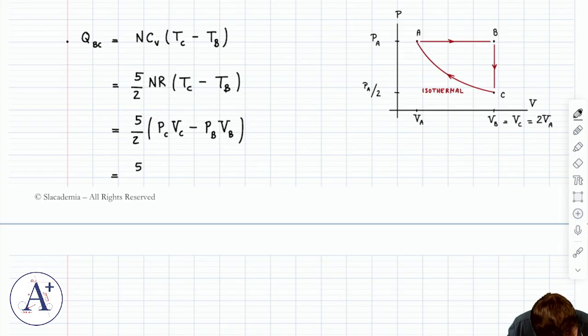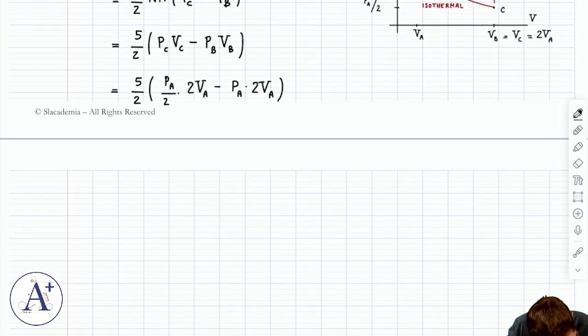Okay, now this is going to be 5 halves. Now PC is PA over 2, and VC is 2VA, minus PBVB, well, that's PA times 2 VA. Okay, so it's PAVA minus 2 PAVA. This is minus 5 halves of PAVA.